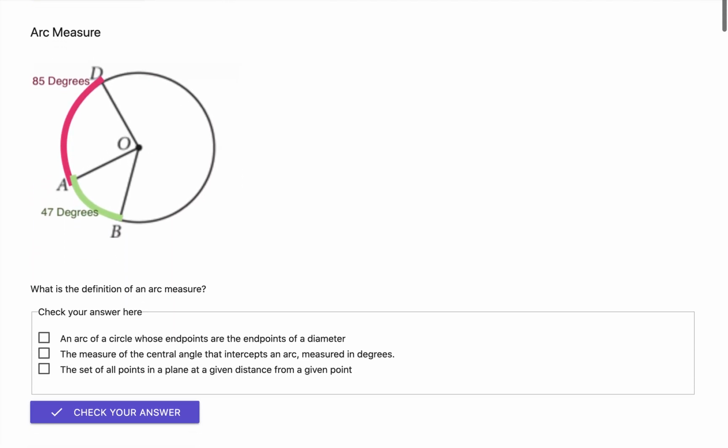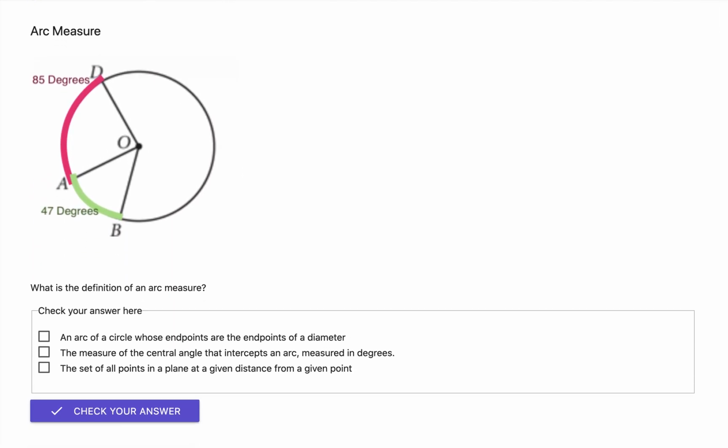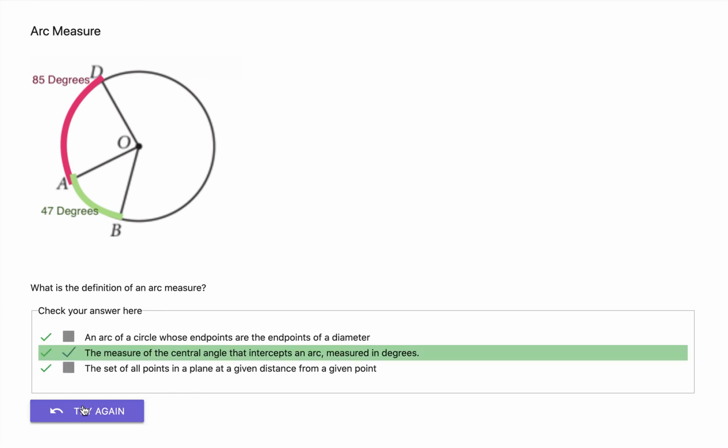Now we go on to arc measure. This is also an old term. So tell me, based on the picture and based on your old definition that you already have, what is the definition for arc measure? So the definition for arc measure is the measure of the central angle that intercepts an arc, measured in degrees. So this measurement of 47 degrees is how we measure arcs. They're measured in degrees, similar to how angles are measured in degrees. And they actually are exactly the same as the central angles. So if we look at this 85-degree pink arc, this central angle O is also 85 degrees.